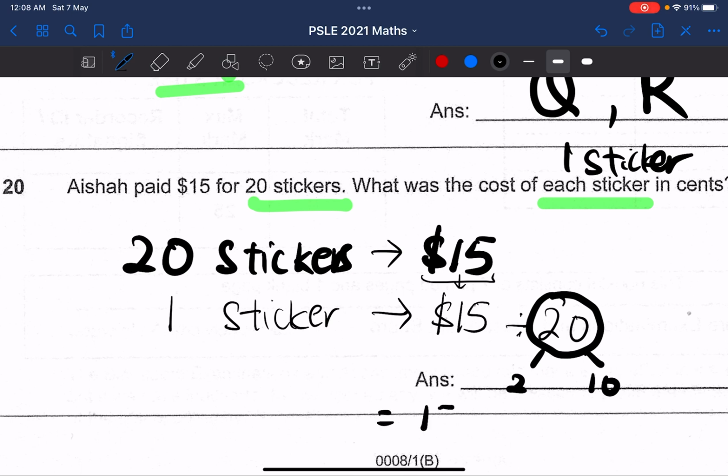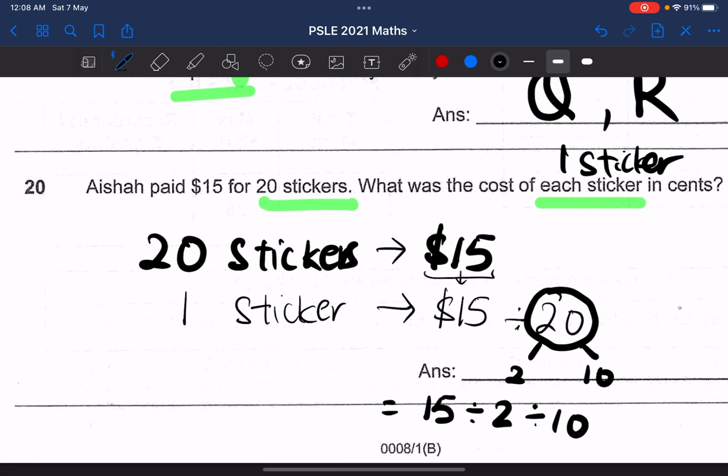Okay, so your job is actually to do 15 divided by 2. You can divide by 10 first, up to you. Alright, for me, I will do divide by 2 first. 15 divided by 2. So I will have a decimal, I'm sure. Yeah, I will have a decimal, which is 7.5.